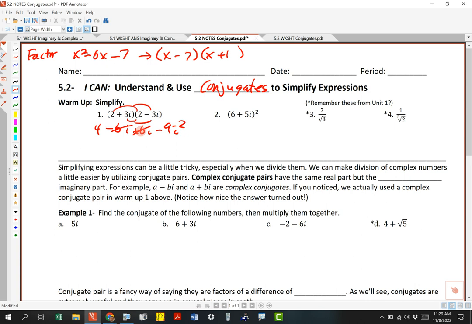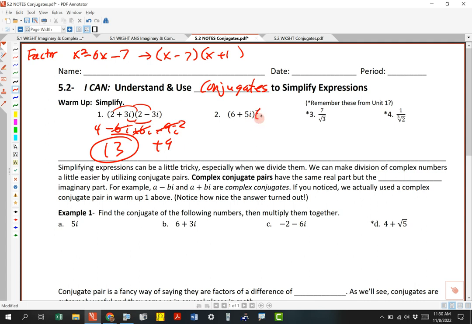I'm hoping everybody can say this for me. What does -i squared count as? 1. What does -i squared count as? 1. Okay. What about -9i squared? Positive 9. Okay, so this counts as a positive 9. Put these together, you get 13. Raise your hand if you got 13. Excellent.